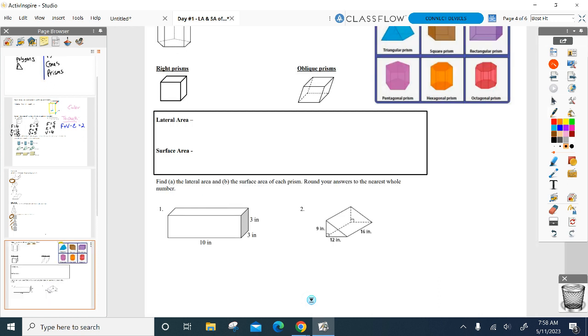Two different areas. First one's called the lateral area. Let me explain what lateral area means. That's the area of the faces. Remember what the faces were, we talked about at the beginning. The area of all the faces, ready? Excluding the bases. So I don't count the bases when I find the lateral area.